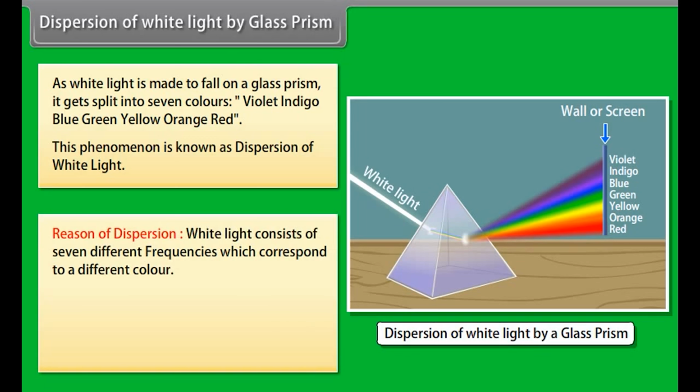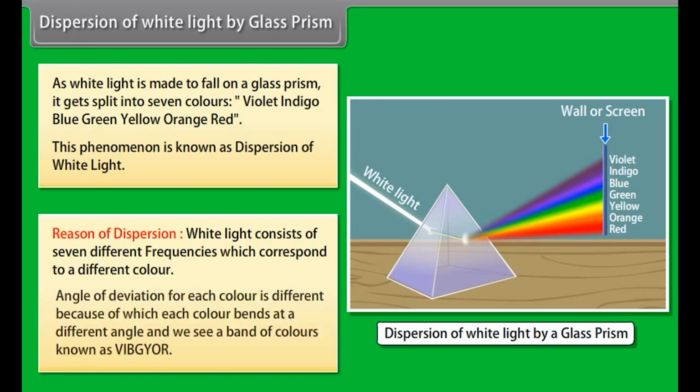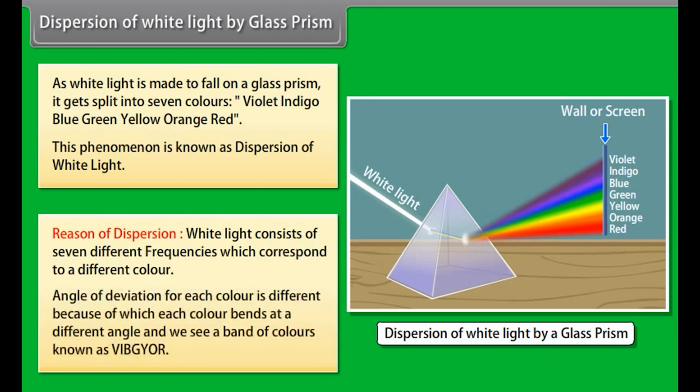Reason of dispersion. White light consists of 7 different frequencies, each of which corresponds to a different color. The angle of deviation for each color is different, because of which each color bends at a different angle and we see a band of colors known as VIBGYOR.